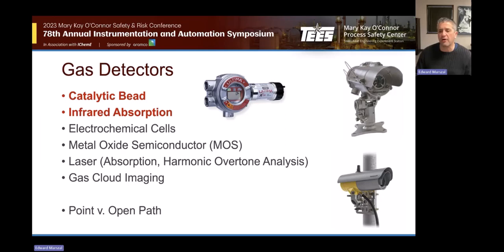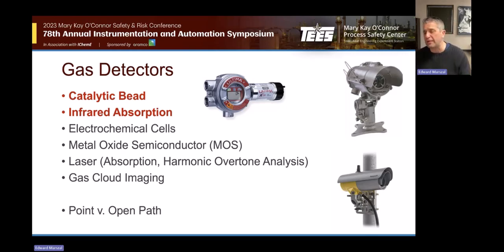Okay, so there are a wide variety of different types of gas detectors available. The two big dogs are going to be, number one, the catalytic bead. And catalytic bead is probably the most common. It's the most cost effective, but you're going to see that there are some limitations in that they can get poisoned. They need to be recalibrated frequently.